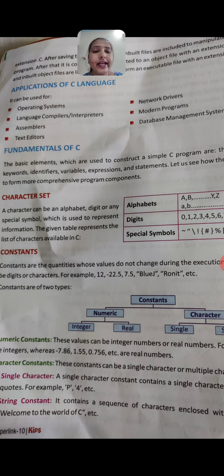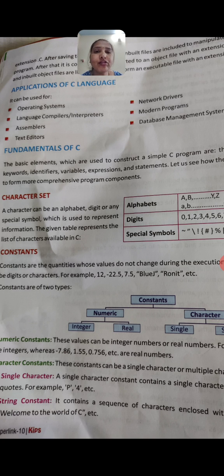So what are the alphabets? A to Z. We use both capital letters and small letters. That is what we call a character set. There are 3 types of character sets: alphabets, digits and special symbols. Digits are 0 to any number. Special symbols are like hash, percentage, double inverted commas, single inverted commas, comma, full stop. All these special symbols we use to write C programs. These 3 together are what we call the character set. So this is one of the fundamentals we use to write a C program.